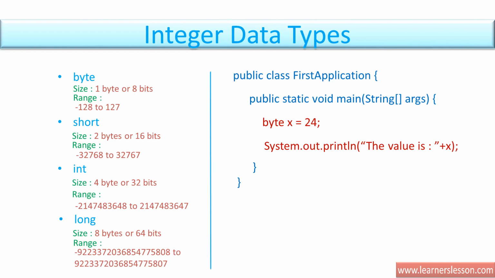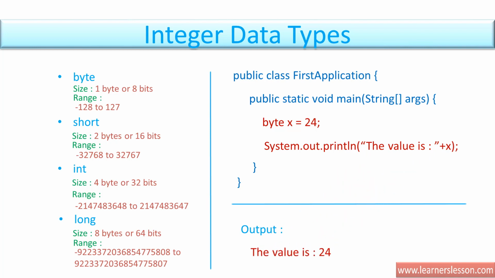In the previous case, you have seen how we have declared a variable using int x. In this case, we are just changing the data type to byte because we just need a very small number, that is 24. And if you see on the left hand side, byte can hold the number 24 as its range is between -128 to 127. So let us see what is the output. And we can see the output is 24.